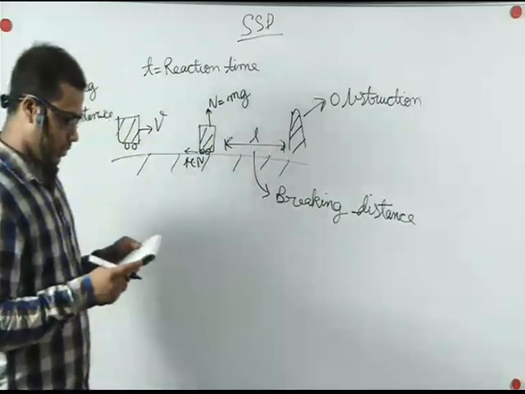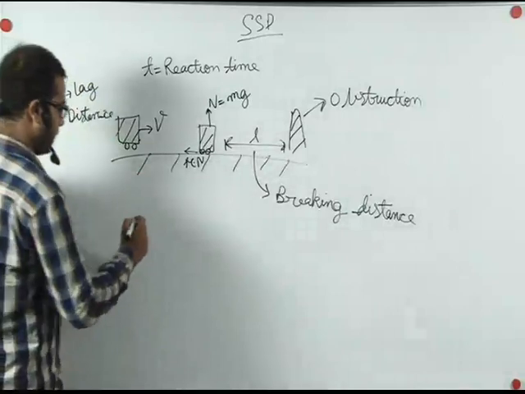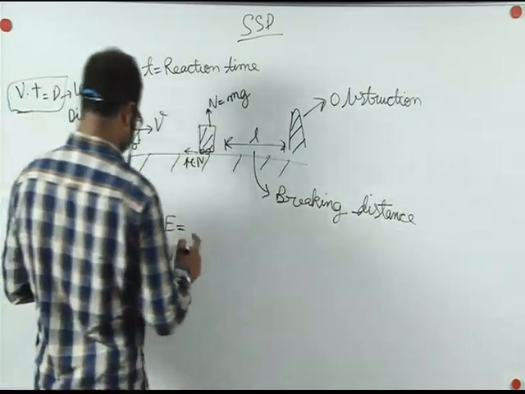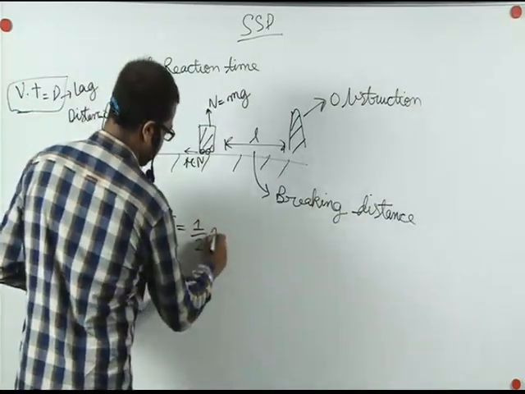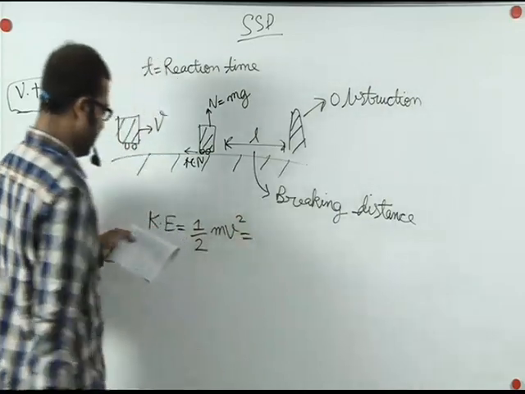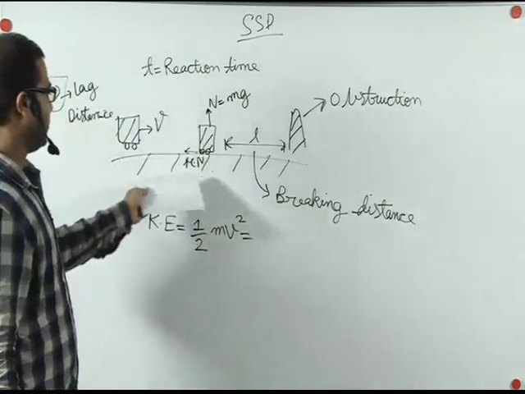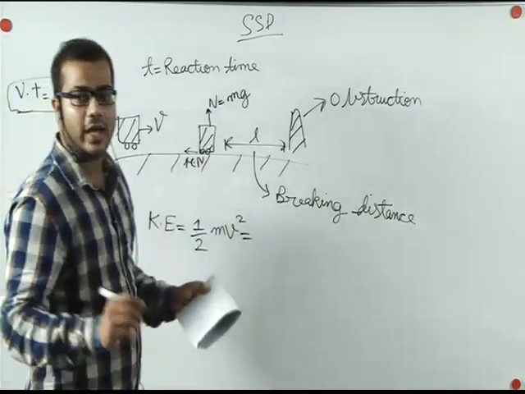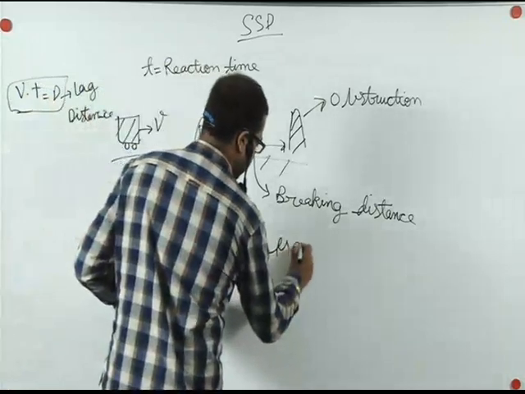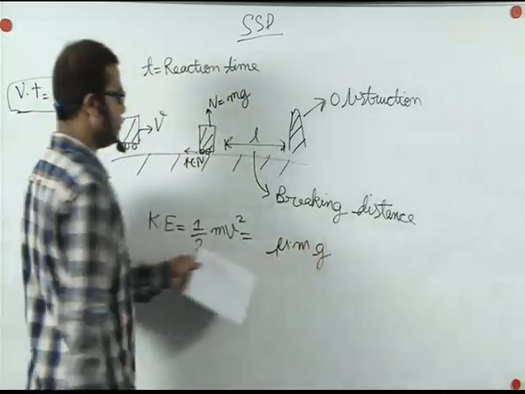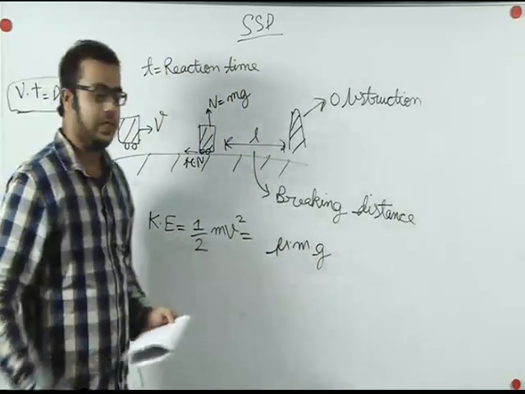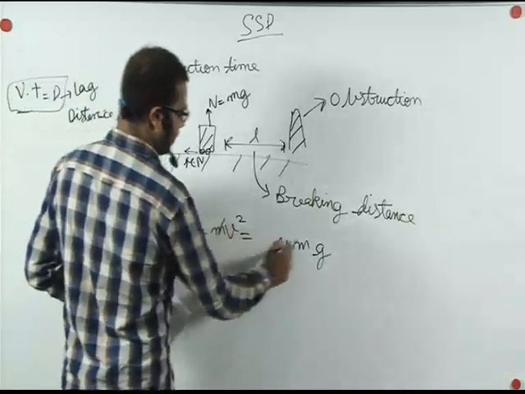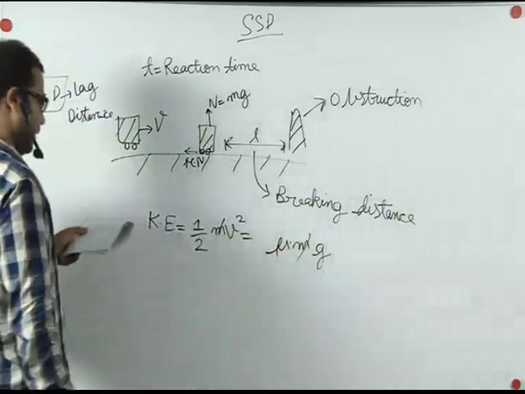So now we will equate the kinetic energy, equal to half mv square, as we are knowing it very well, and we will equate with this component of normal reaction, mu n, and mu n is mu mg, and as you know that this is coefficient of lateral friction. So now we may cancel out m from both sides.